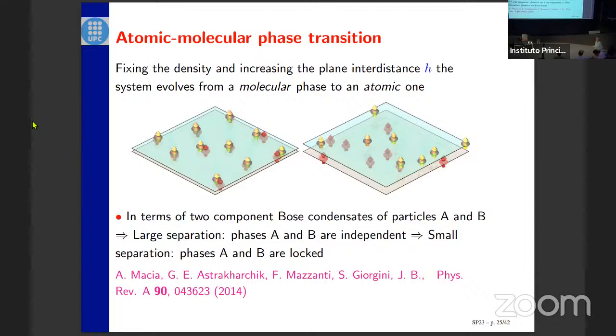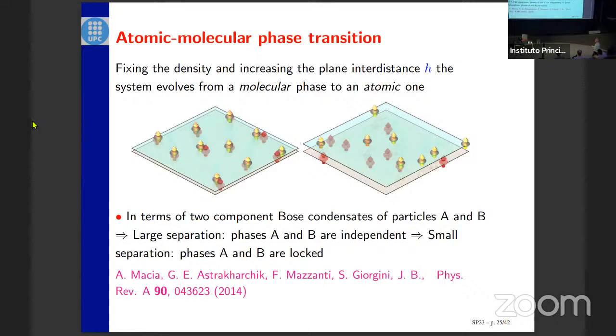So there is a phase in which I have, if you want, a molecular state, so up and down form a dimer, okay? And then I have a gas of dimers, because they are bound. So I have a molecular state. We studied that in the past, and we observed the transition from the atomic to the pair phase, and then we were able to calculate the condensate fraction of pairs.